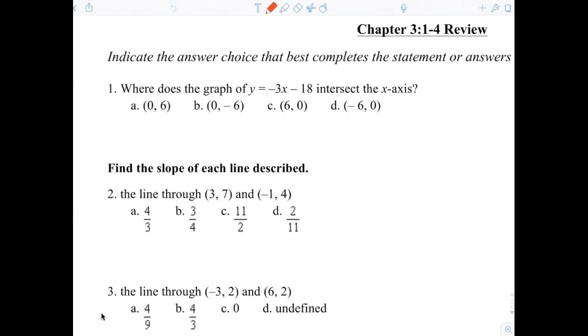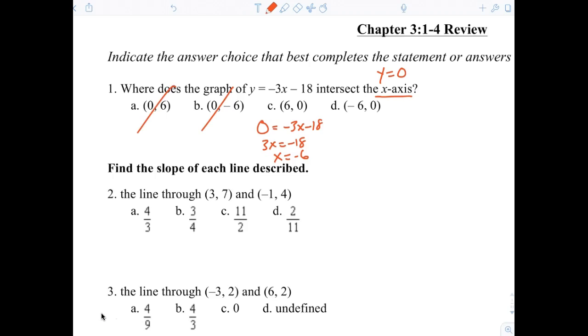So, starting the review. It says here, where does the graph of y equals negative 3x minus 18 intersect the x-axis? If it intersects the x-axis, the y value is what? 0. Now, please listen, make your note of what I'm saying. Y equals 0. So you plug in 0 for y. 0 equals negative 3x minus 18. 3x equals negative 18. X equals what? Negative 6. Now, when you take a quiz and it says find the x, the y is 0. If the y is 0, you could have eliminated A and B if you're a good test taker. Does everybody see what I'm saying?